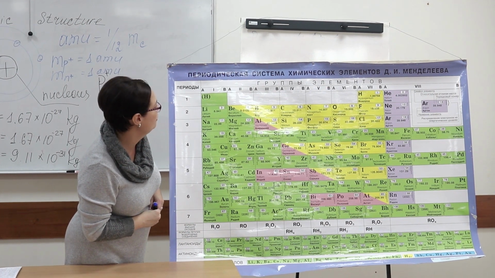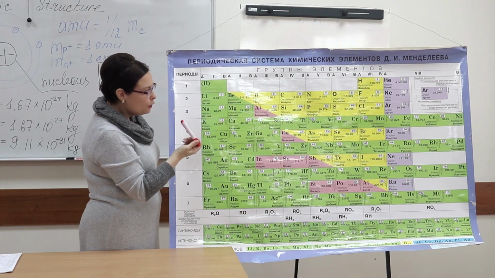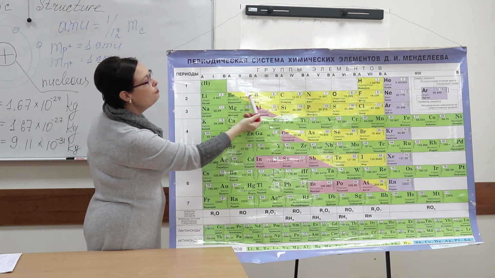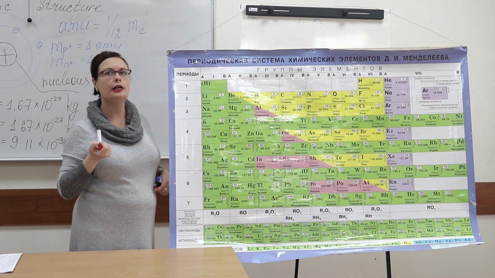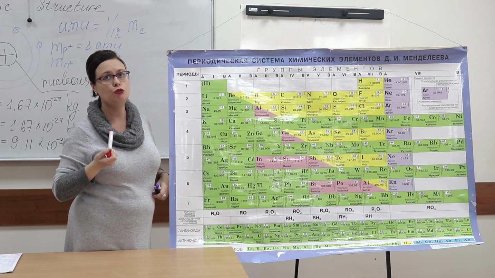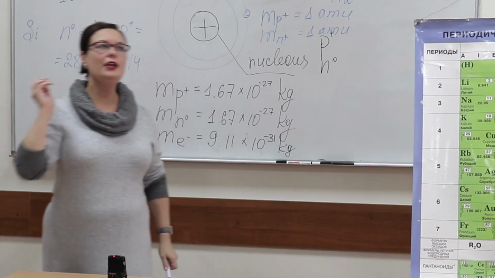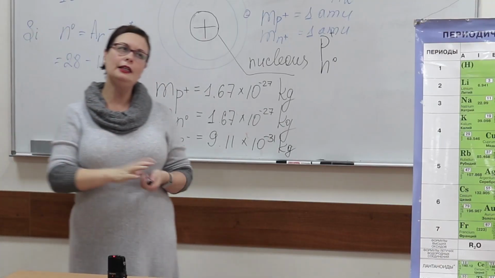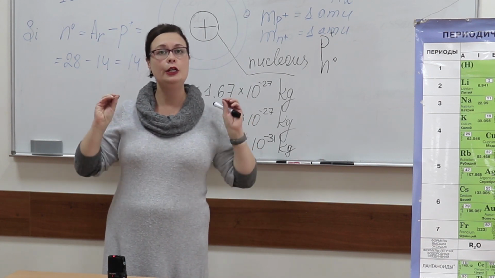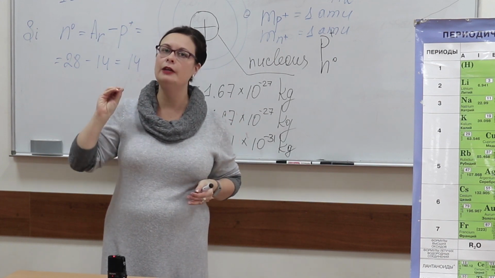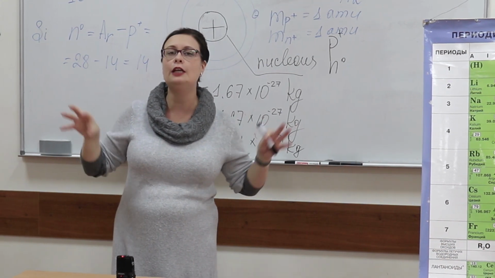Let's consider beryllium. Its atomic mass is 9. Its periodic number is 4. And you can easily count in your mind that the number of neutrons is equal to 5, not equal to the number of protons. There can be a situation when the atoms of one element have different numbers of neutrons. Hence, they have different atomic masses because of the different number of neutrons in their nucleus.